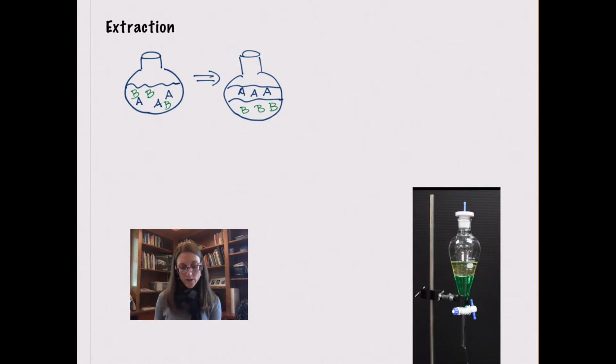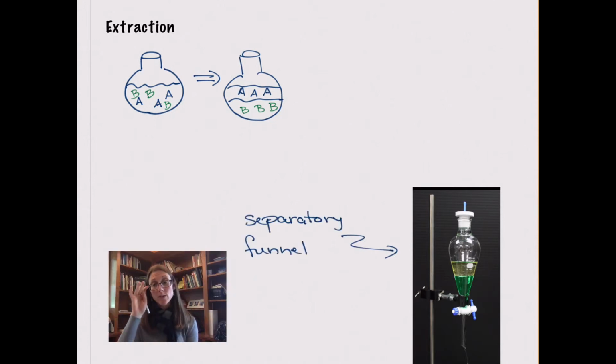And the easiest way to do this is with something called a separatory funnel. And a separatory funnel, or sep funnel as we like to call it, is super convenient. It has a stopcock at the bottom, so you can drain off that lower layer, and the hourglass or teardrop shape of it helps you really get a nice clean break between the two different layers. So separatory funnels are wonderful for doing this kind of extraction process.